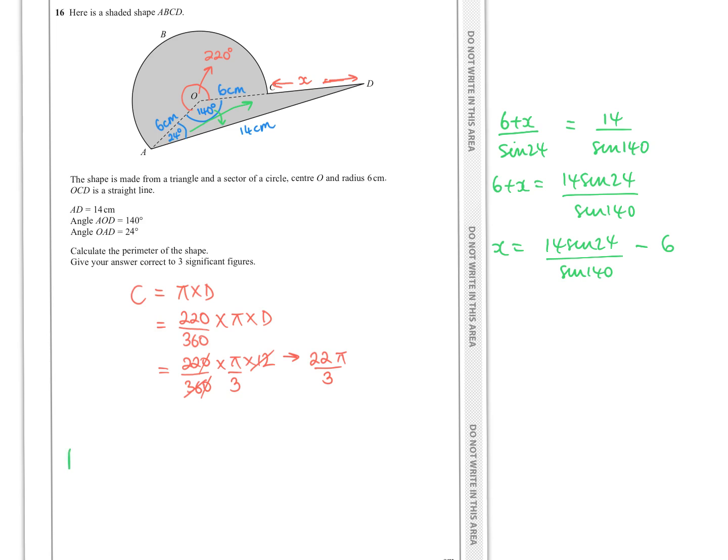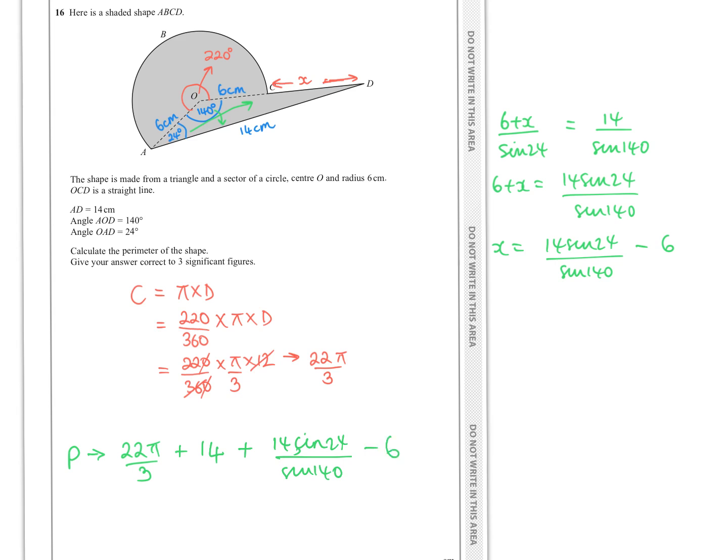So the perimeter that we require is going to be that part of the circumference plus the 14 plus the x part, which is going to be 14 sine 24 over sine 140 minus 6.